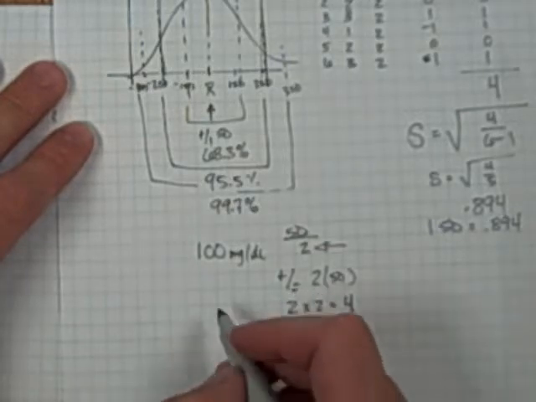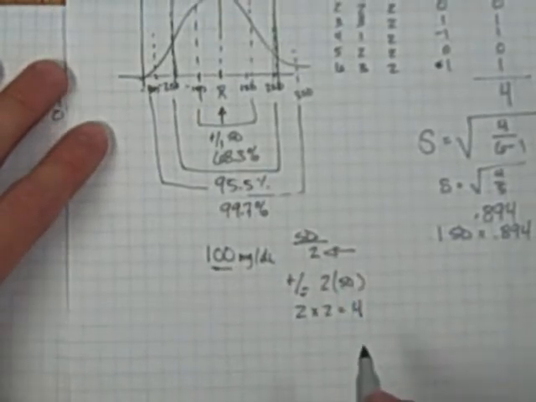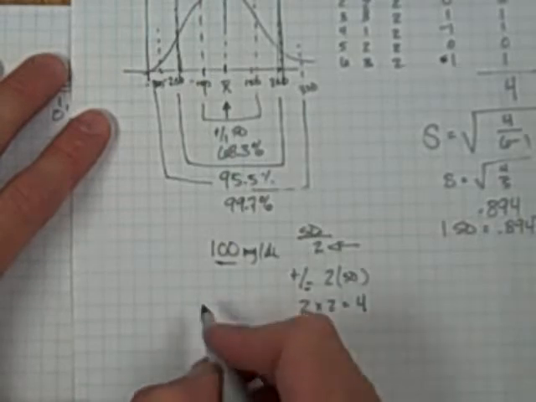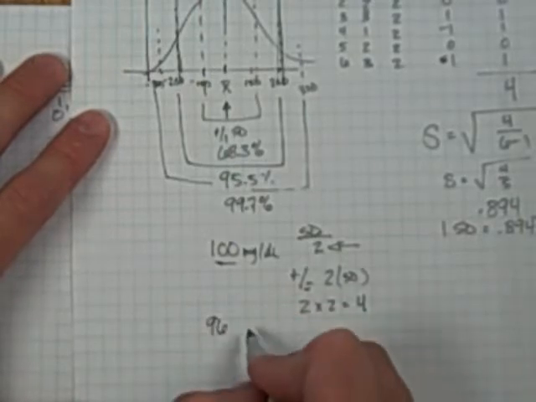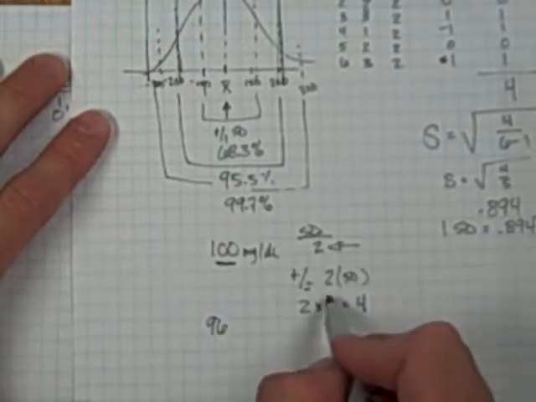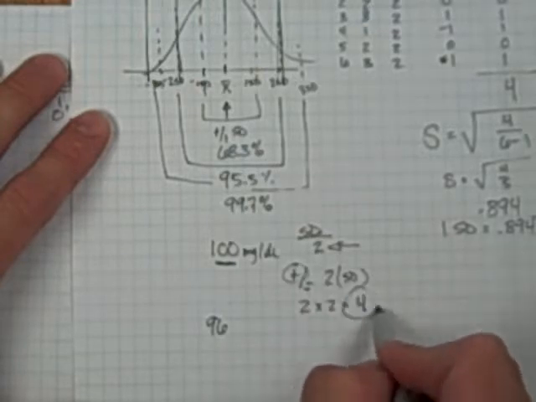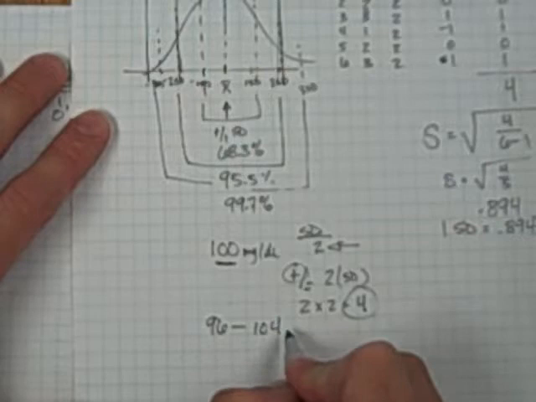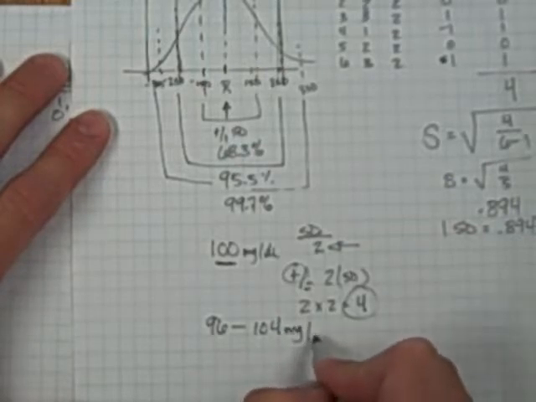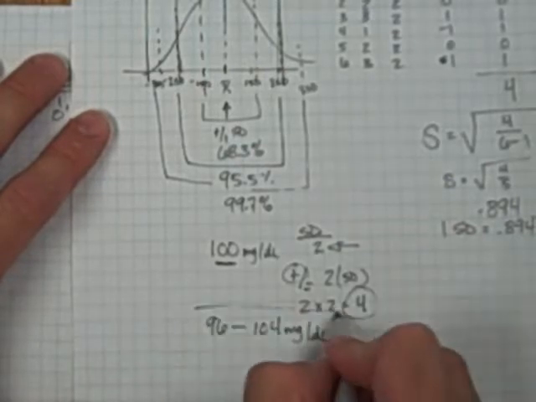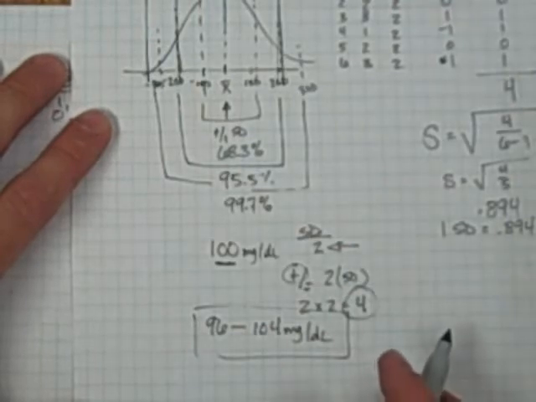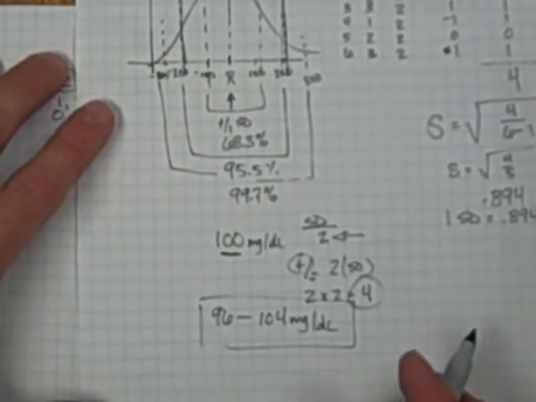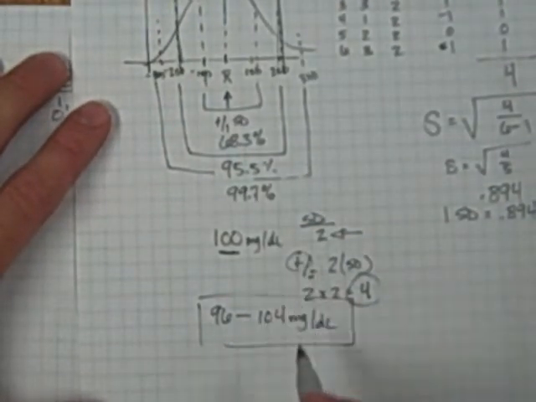So minus would be my average, or what I'm trying to get here, minus 4, which would give me 96, and then that 100 plus my 2 standard deviations, which would be plus 4. So the range that I would be looking for would be 96 to 104 milligrams per deciliter. And that would be what we would consider the acceptable range for this control.